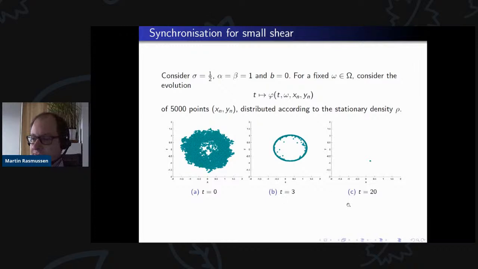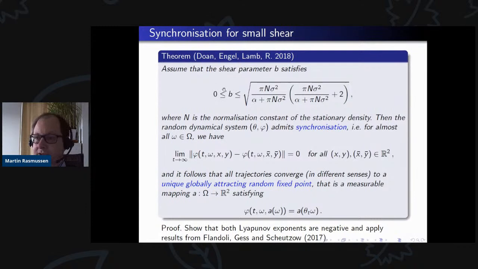So when we look at the system at time t equal to 20, so when we are in the theta 20 omega fiber, then suddenly all these points accumulate very closely to this point here. And this phenomenon is called synchronization. And we could prove that whenever shear is small, you have synchronization in your system. So here we obtain an estimate. This is admittedly not a very sharp estimate, but at least it shows that for small shear you have synchronization.